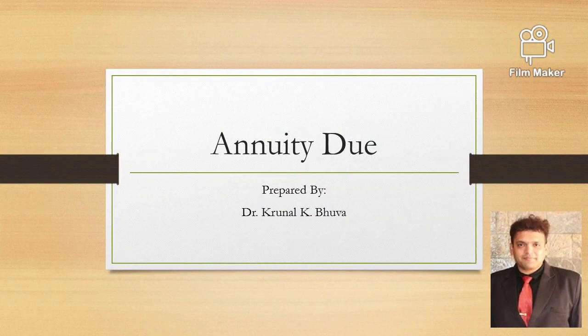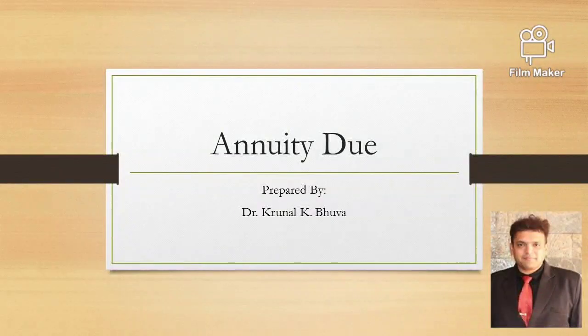As we have done in the previous two sessions, in time value of money there are two parts: one is present value and one is future value. In present value and future value, there can be two types of money: one is called lump sum and one is annuity. When it is annuity, again there are two types: one is annuity due and one is ordinary annuity.